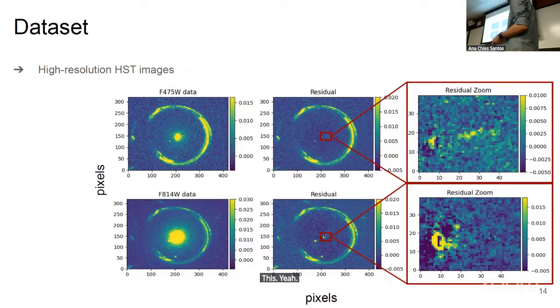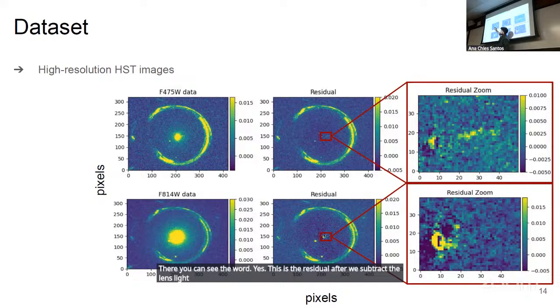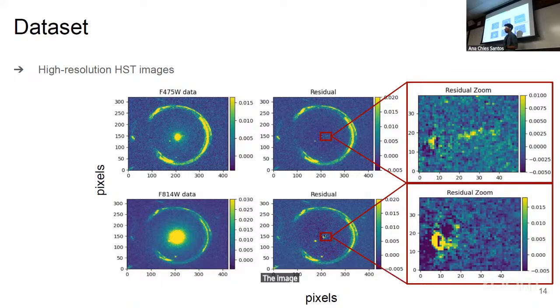You put there the residual with respect to what? This is the residual after we subtract the lens light right here. This is the image we observe. And you produce the residual subtracting a model.